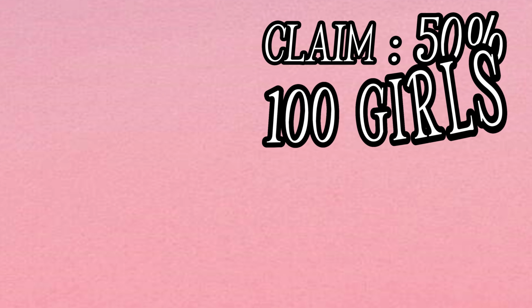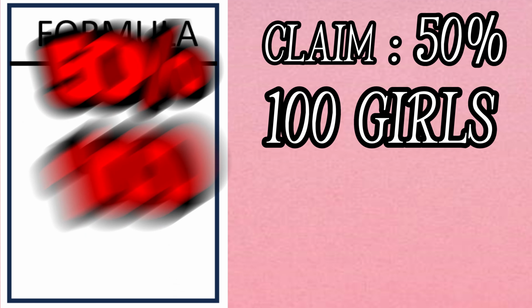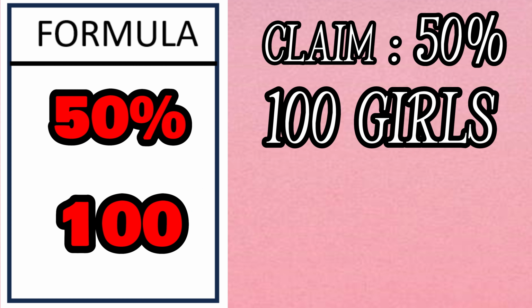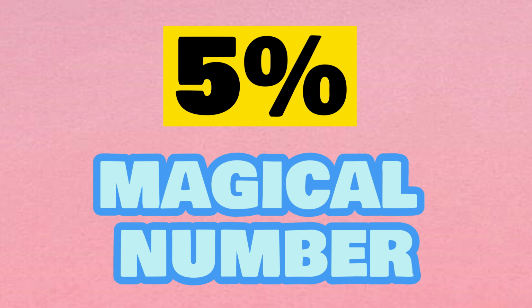Now, the boy's claim was 50% and we asked 100 girls randomly. Now, we have a formula. We put the numbers 50% and 100 in it and we get a result. For example, the result is 5%. I'll talk about the formula in a minute. No need to know for now. Just know that we use these numbers. And this 5% is our magical number.